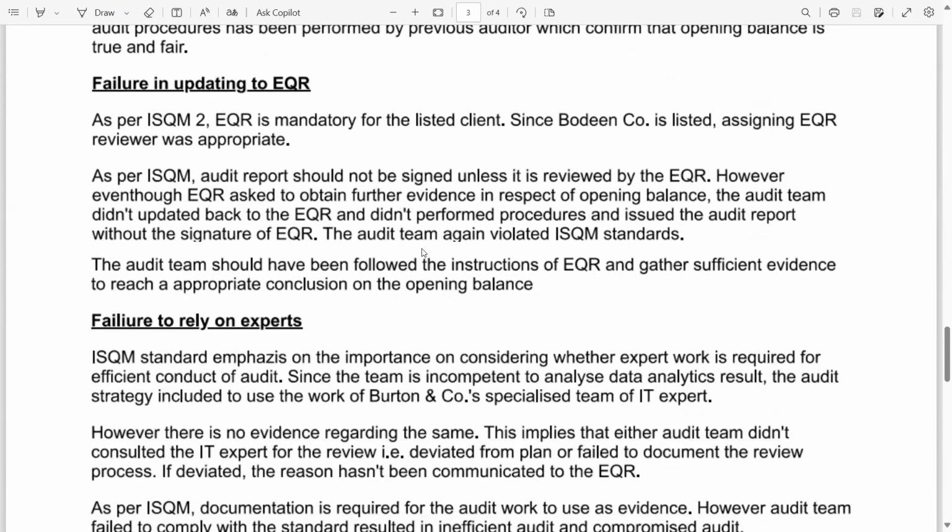Now, failure in updating the EQR. As per ISQM2, EQR is mandatory for a listed client. Since Bodeen is listed, assigning an EQR reviewer was appropriate. As per ISQM, the audit report should not be signed unless it is reviewed by the EQR. However, even though the EQR asked to obtain further evidence in respect of opening balances, the audit team didn't update it back to the EQR, didn't perform procedures, and issued the audit report without the sign-off of the EQR. The audit team again violated the ISQM2 standard. The audit team should have followed the instructions of the EQR and gathered sufficient evidence to reach an appropriate conclusion on the opening balances.